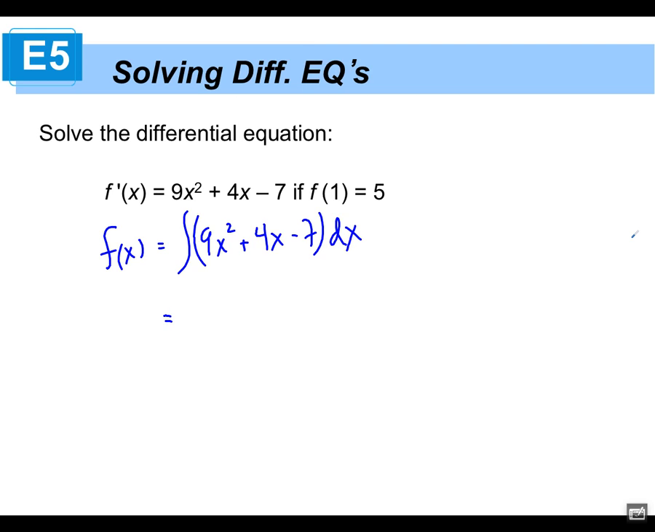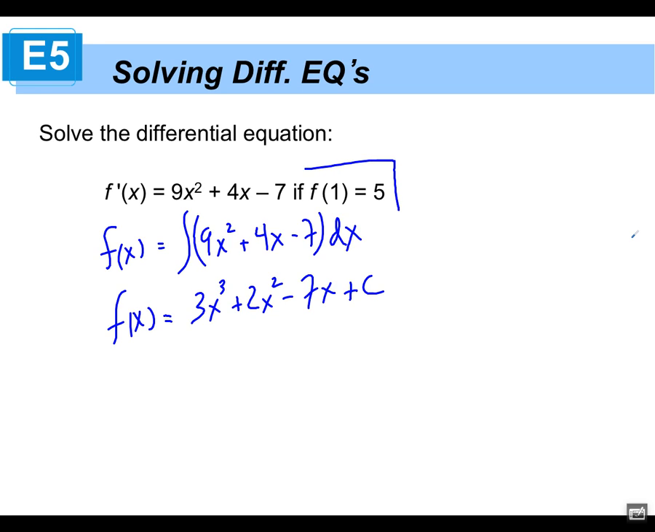So Max, what's the antiderivative of 9x squared? 3x to the third. Thank you. You want to keep going, Max? Why not? 2x squared minus 7x plus c. Beautiful. General solution. And that is f of x.